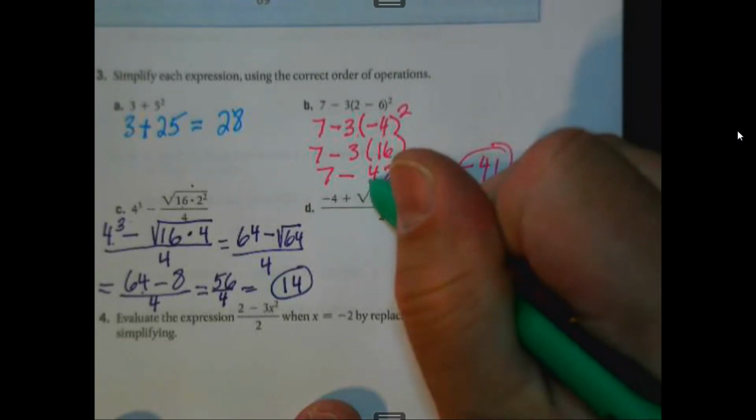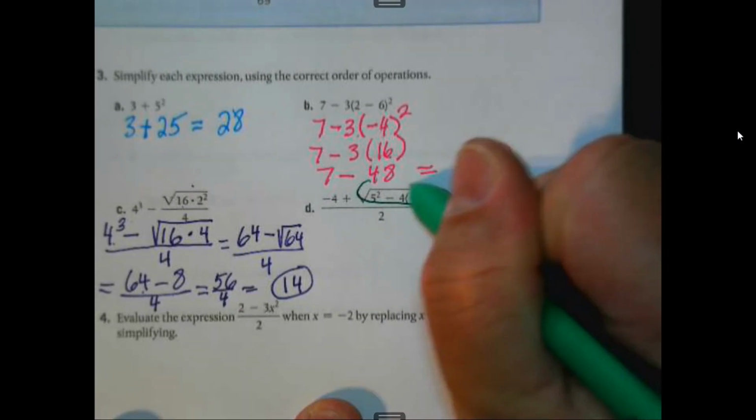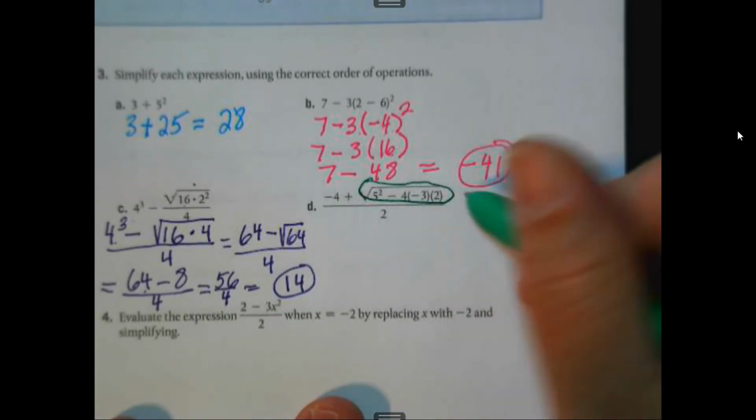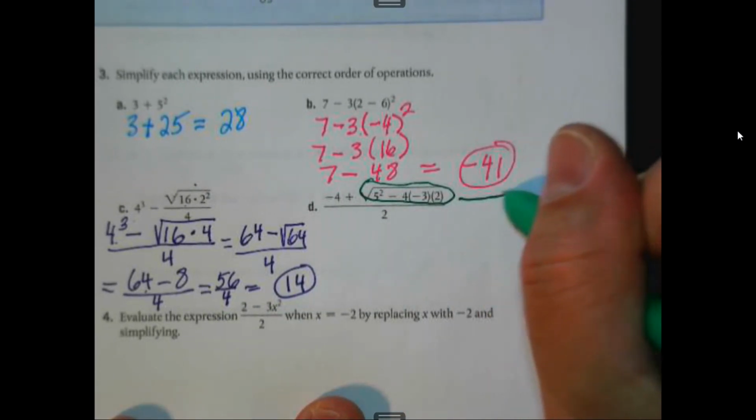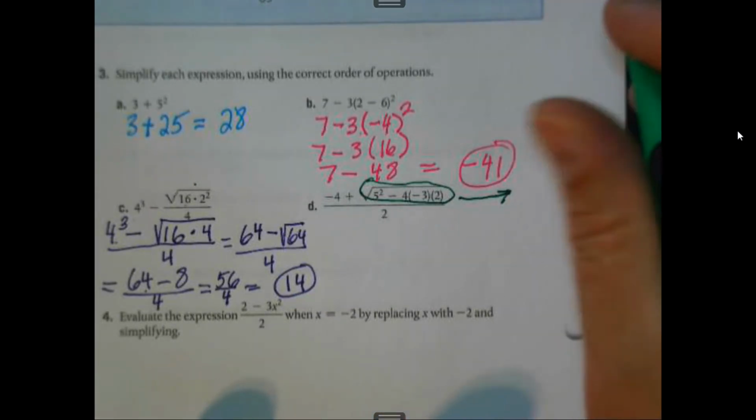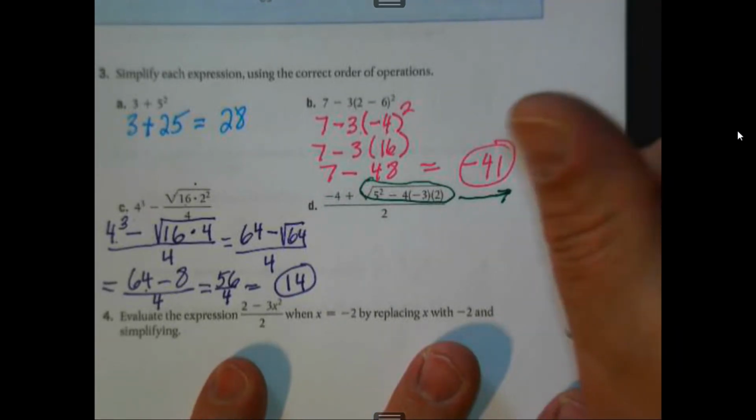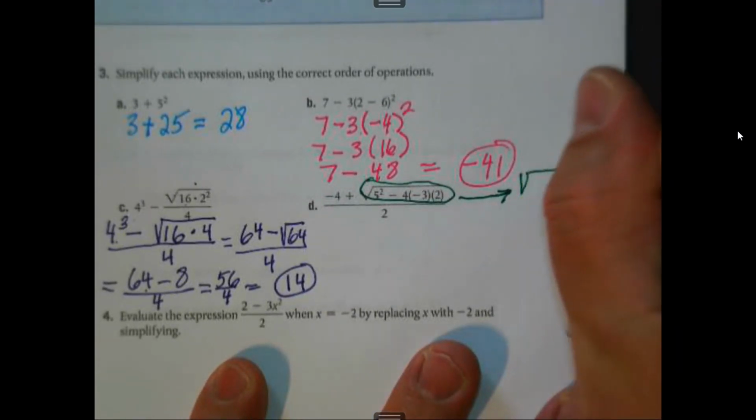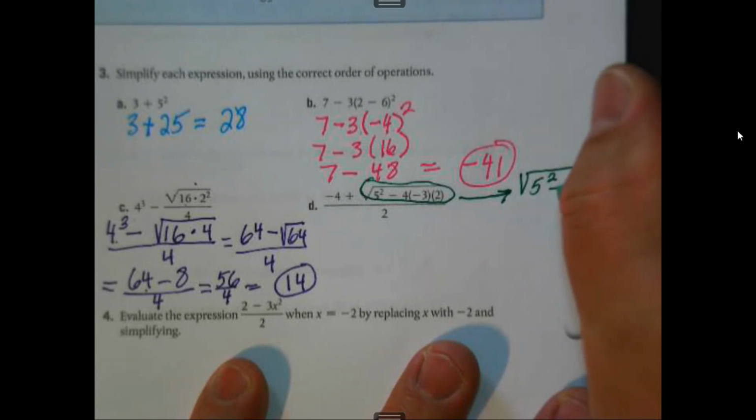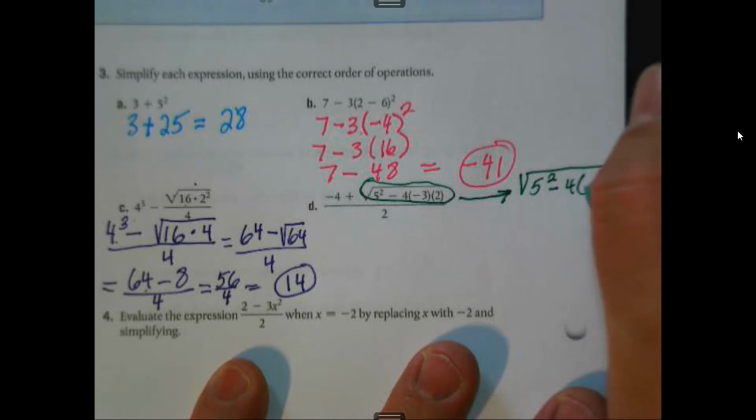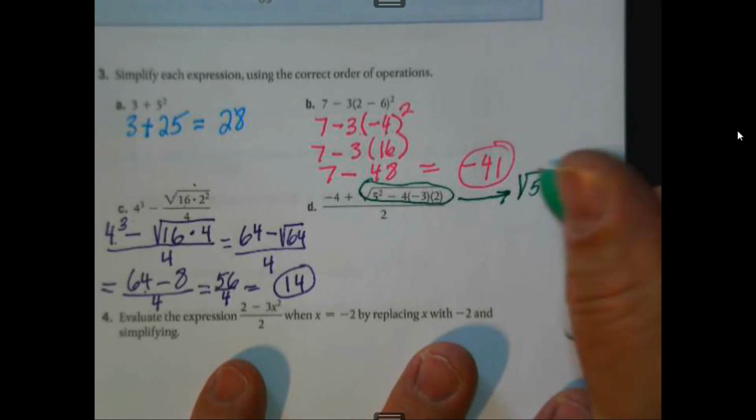See, I'm going to do this first. Remember what this looks like, and actually what it is. It's a quadratic formula. Square root of 5 squared minus 4 times negative 3 times 2. Just doing the square root first, just a radical.